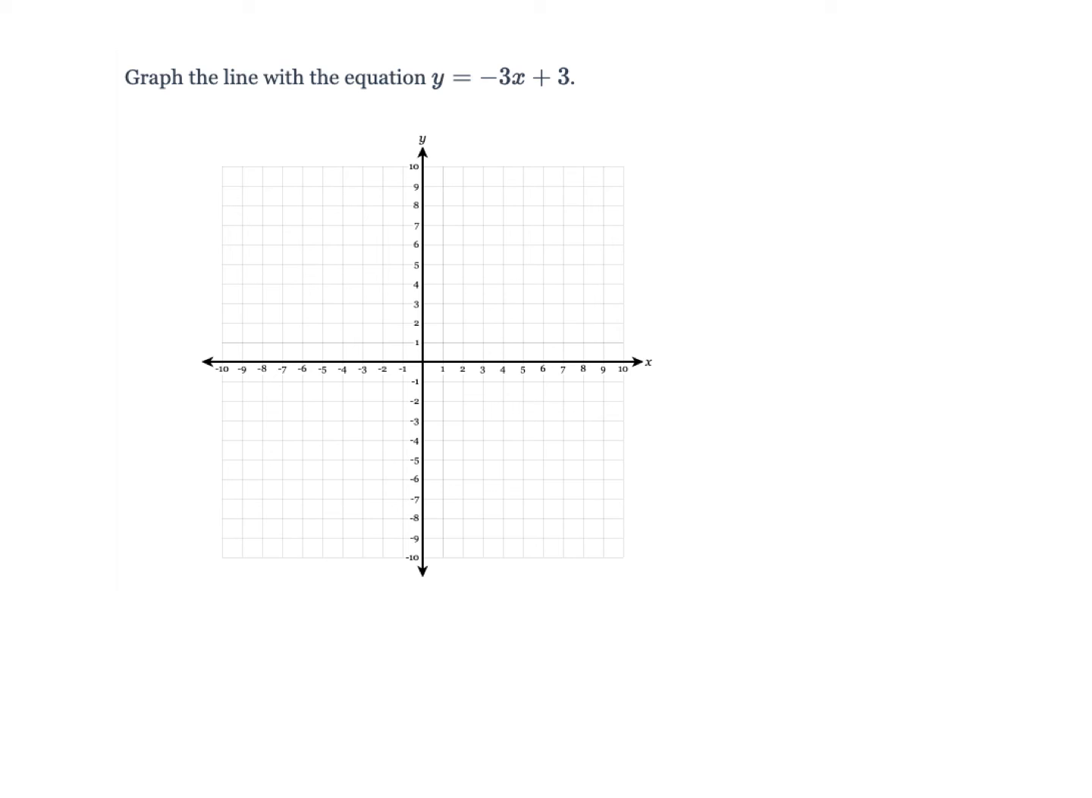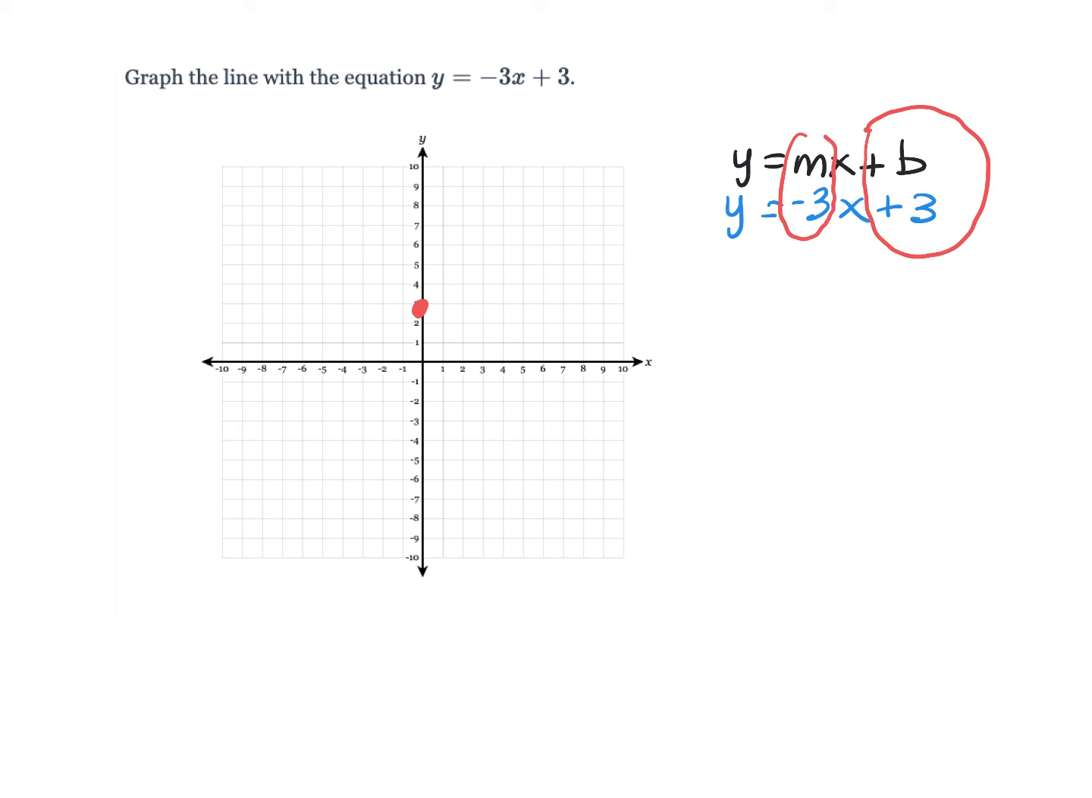Let's do another. This time we follow that same practice of y equals mx plus b, and we layer that equation right underneath it, y equals negative 3x plus 3. So that same process, you're going to circle your b. So my b is the positive 3, so I would put a spot there. That's where I start. My slope is negative 3.